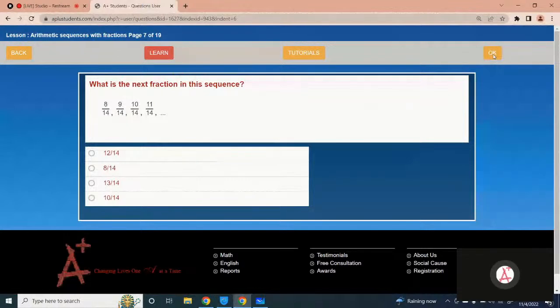Okay, what is the next fraction in the sequence? 8 by 14, 9 by 14, 10 by 14, 11 by 14. And the next one is, oh, great.